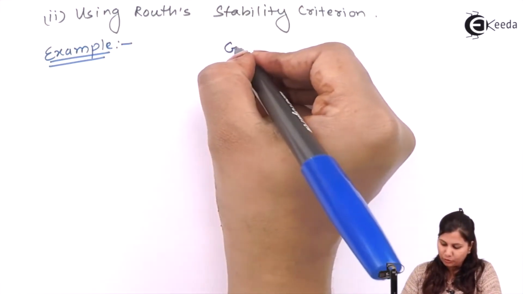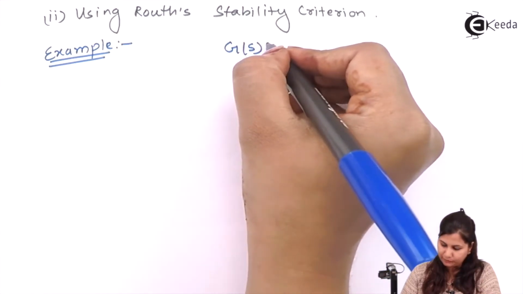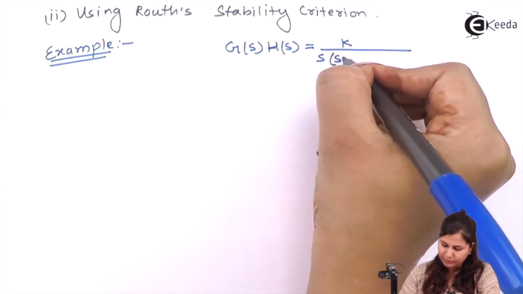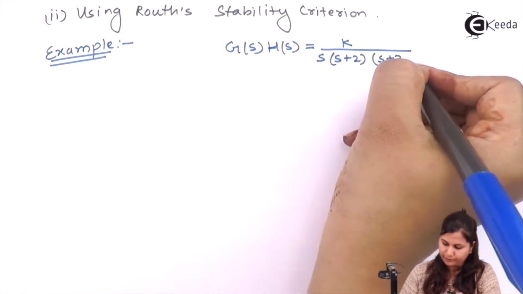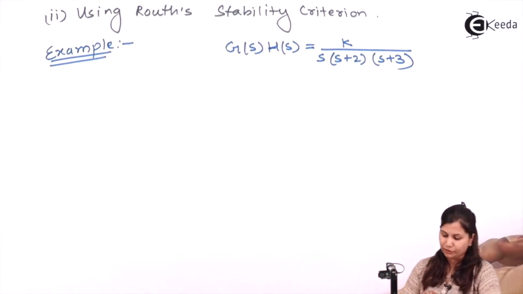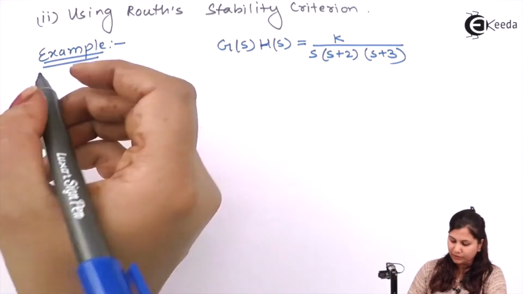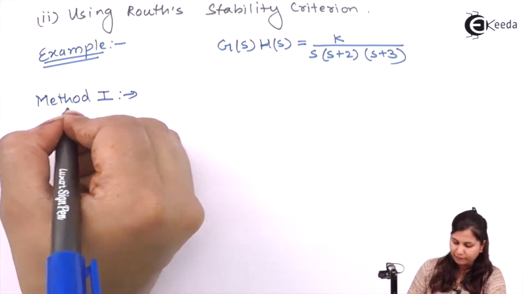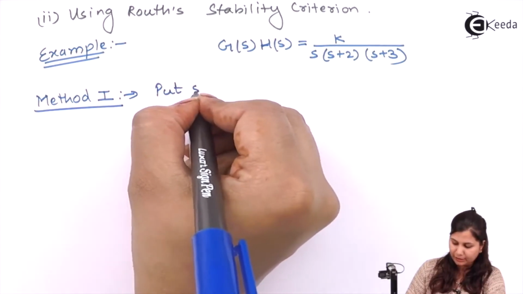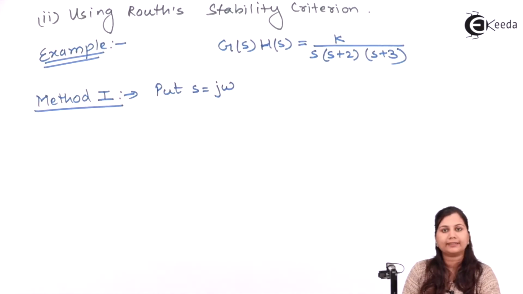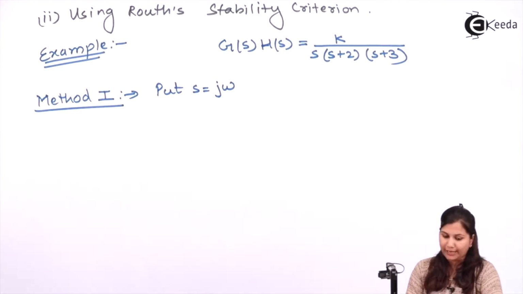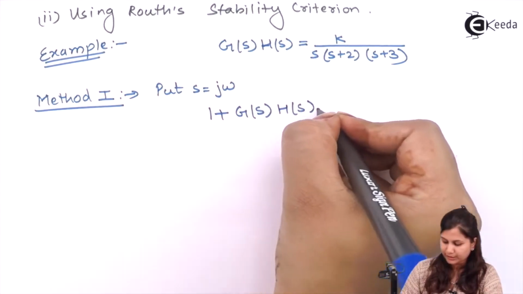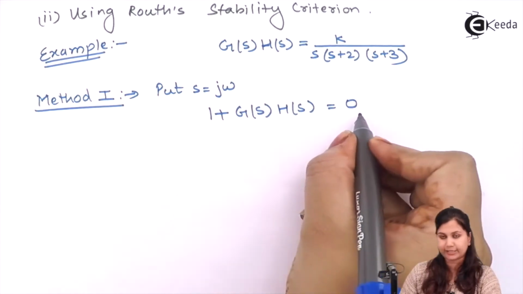We are given the open loop transfer function of the system, that is G(s)H(s) equals K upon s(s plus 2)(s plus 3). This is the open loop transfer function of the system. Now first we will apply our first method. In the first method, we were putting s equals to j omega in the characteristic equation of the system. So the characteristic equation is what? 1 plus G(s)H(s) equals to 0. This is the characteristic equation.